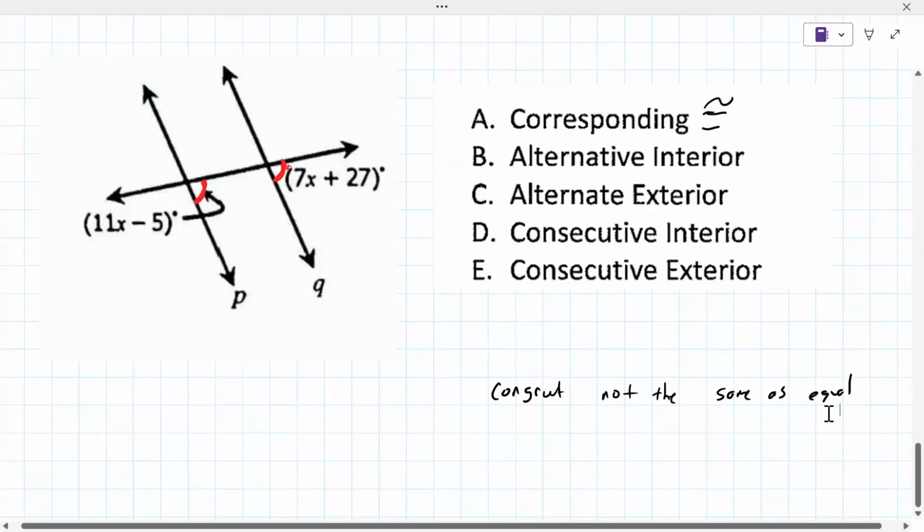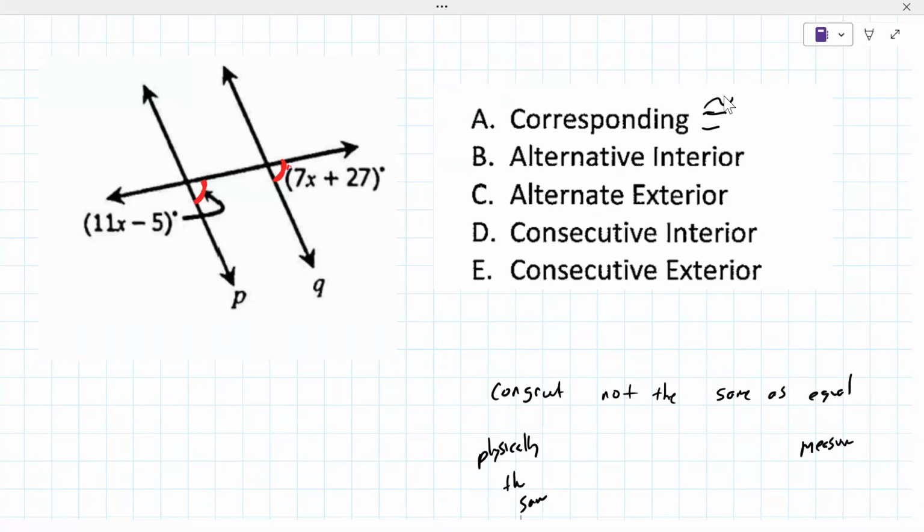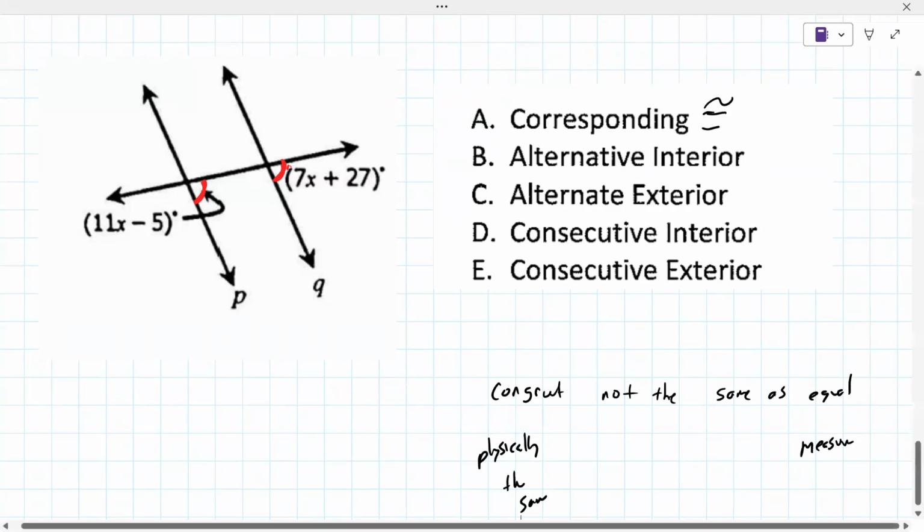Equal means they have the same measure. Congruent is like they're physically the same. It doesn't change what you do. It's just that the wording does matter in the course. Okay. So you do set them equal, and it is because they are congruent.